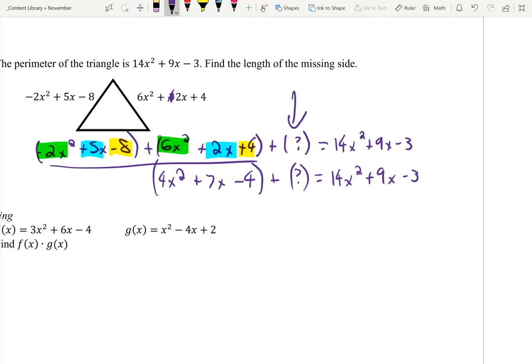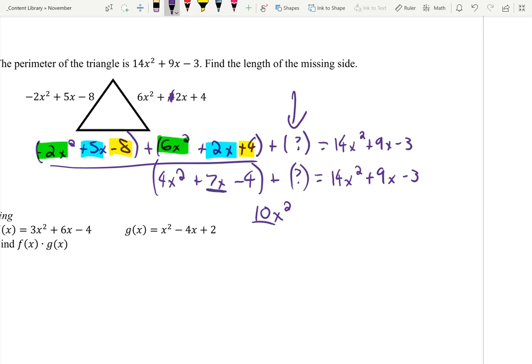If you fill in the gap, think of it like this, right? You have 4x squareds already, and you end up with 14x squareds. So how many x squareds would you be adding? Well, if you have 4, you end up with 14, then you must be adding 10, right? 10x squareds.